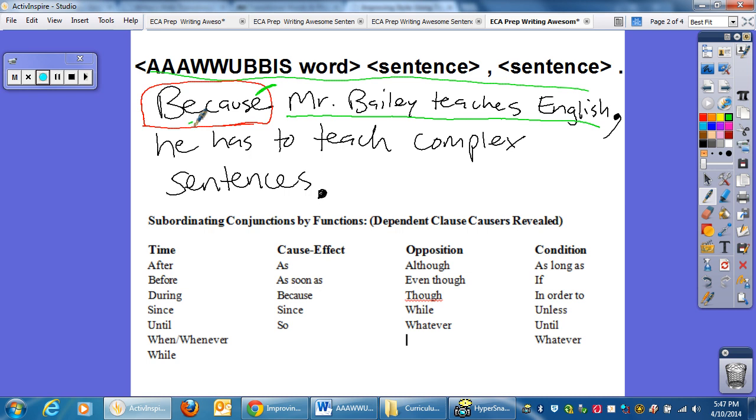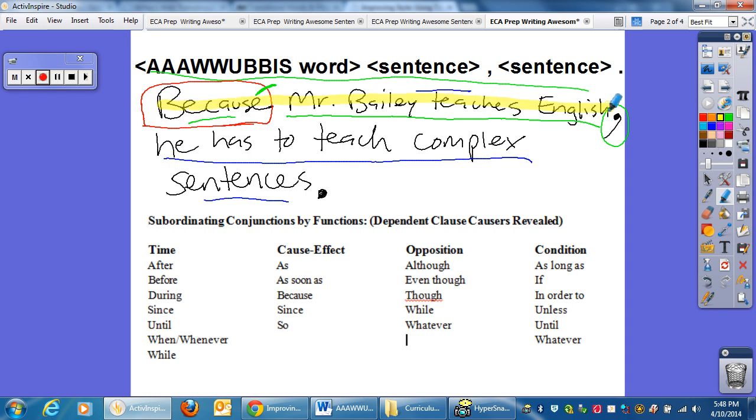We did the AAAWWUBBIS word, then a complete sentence, then we followed up with a comma because there's an interruption here, and then we followed it up with another complete sentence. Mr. Bailey has to teach complex sentences. And so because we started the sentence with the word because, and we had a clause here, we had a complete sentence at this point, we had to put a comma, and then we had to finish it with another complete sentence. This by itself, and I'll kind of highlight the situation, this by itself, if we were to just, because Mr.